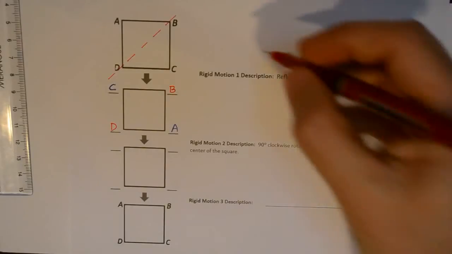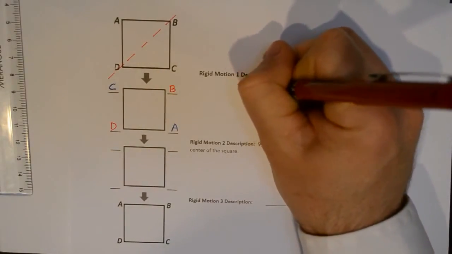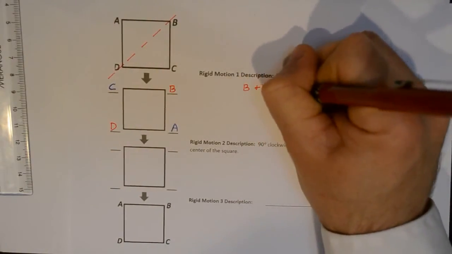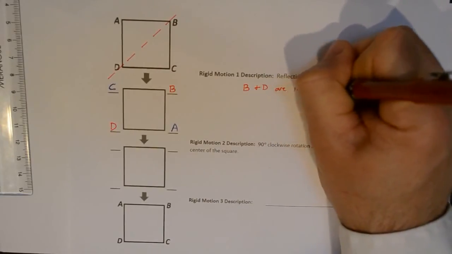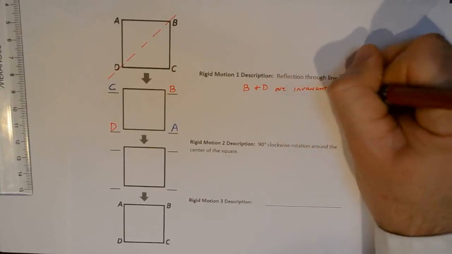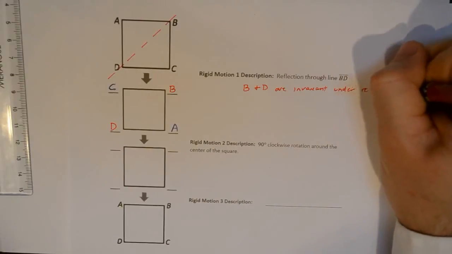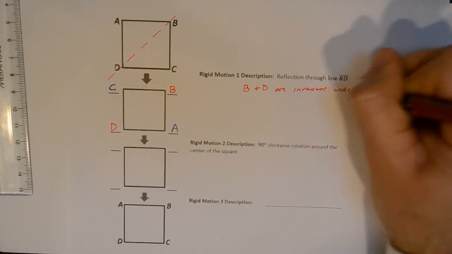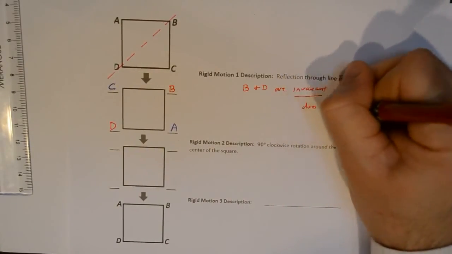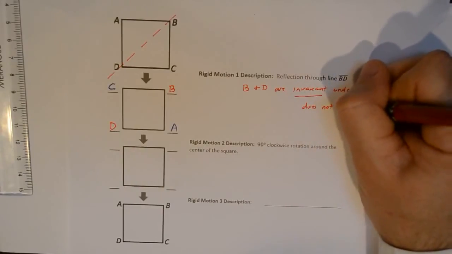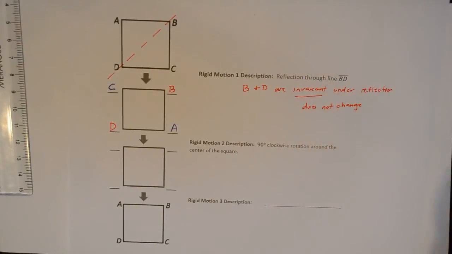By the way, there's a nice word for that. It's called invariant. So point B and D are invariant under this reflection. Invariant means does not change. Right? In as in not variant, like vary, they do not change.